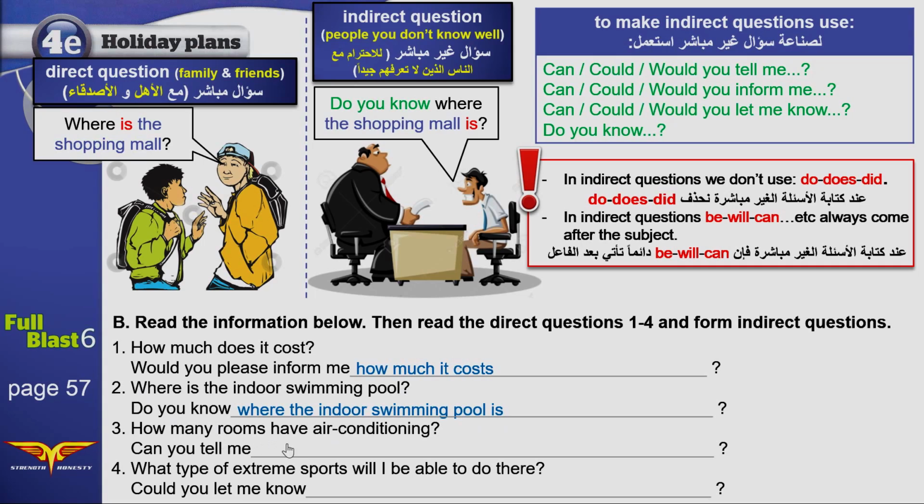3. How many rooms have air conditioning? Okay, what will we do? We will do nothing. We will just copy this as it is. Can you tell me how many rooms have air conditioning? Without making any changes. 4. What type of extreme sports will I be able to do there? We have will. Do you see will? Where will we put it? After the subject. Where is the subject? The subject is I. You will make it I will be able. What type of extreme sports I will be able to do there?